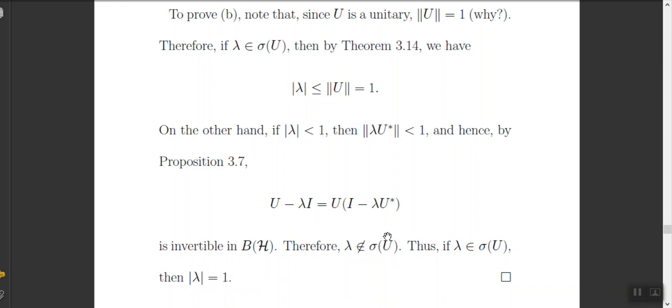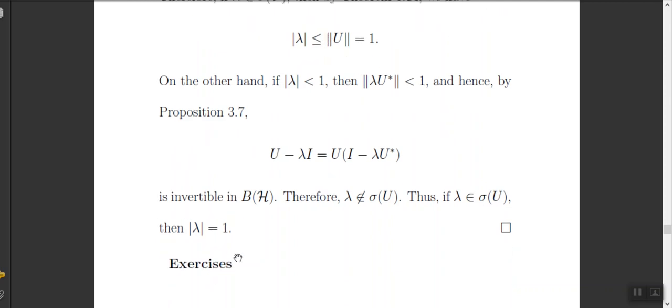And this is a contradiction, and this contradiction comes from the assumption that the absolute value of lambda is less than 1. So this doesn't happen. So the absolute value of lambda must be equal to 1. Okay, so this completes the proof.